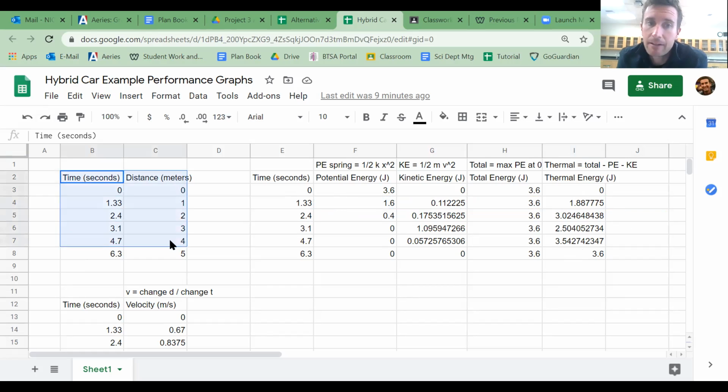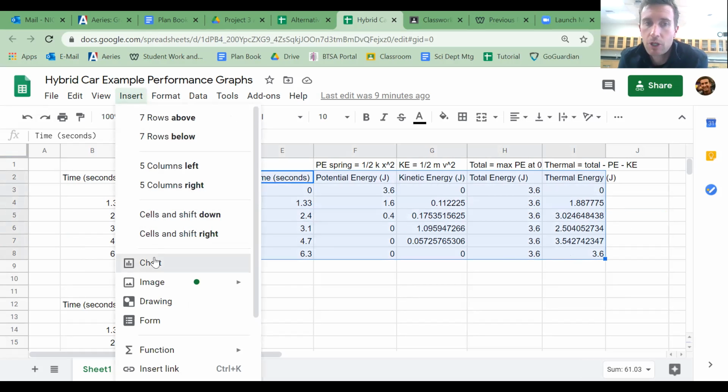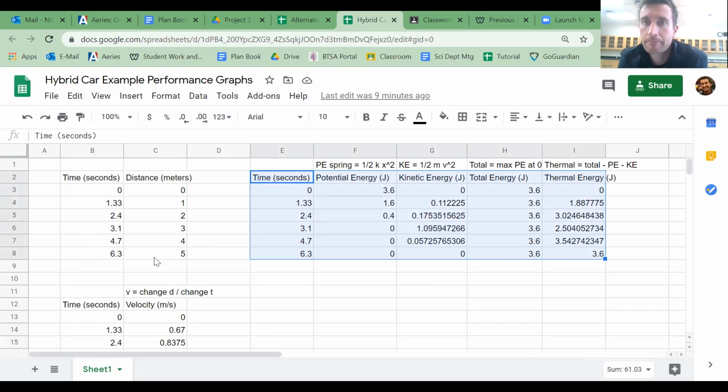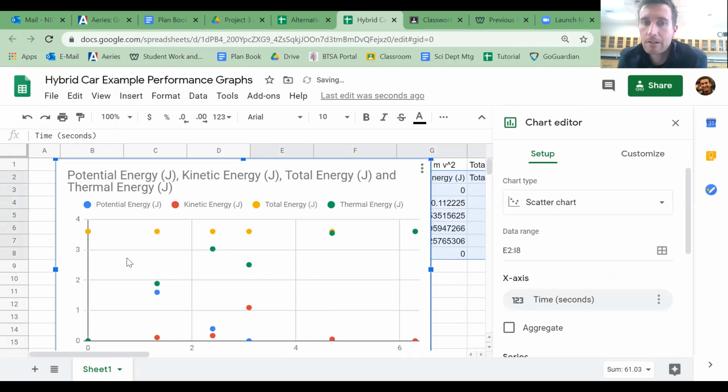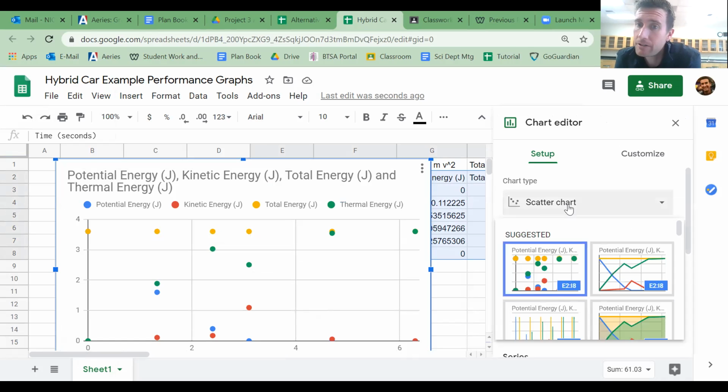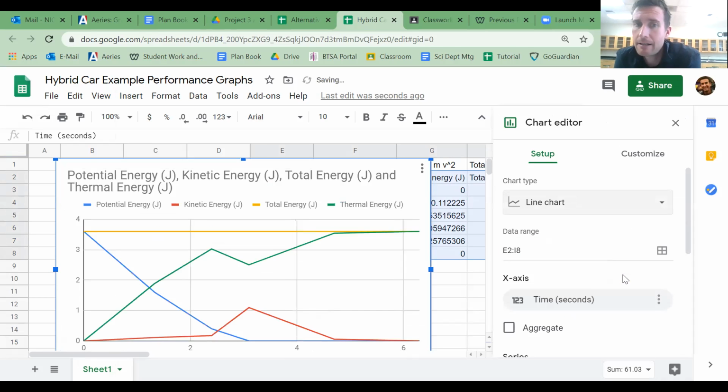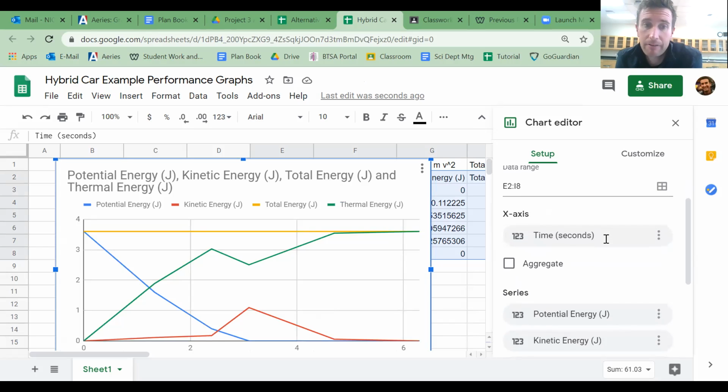Next, I can highlight them and throw them in a graph. So if I do that, I'll do just the energy one. Highlight, insert, chart. And it'll very slowly make me a chart. And boy, that looks funky, doesn't it? So it's made me a scatter chart, and that is not the kind of graph that I want. I want it to be a line graph. So I'm going to choose from here a line graph. And that looks a little bit better. Now it's at least got the lines on it.